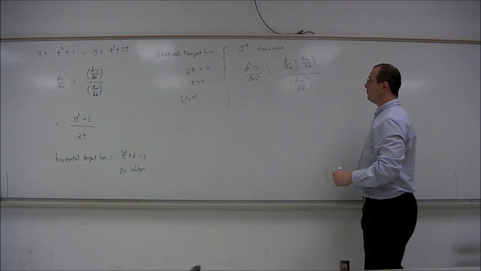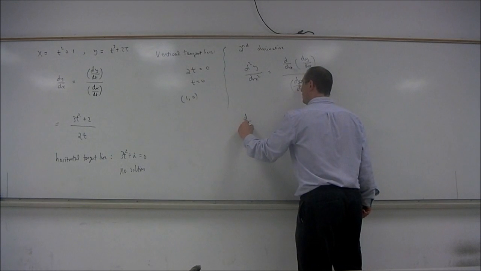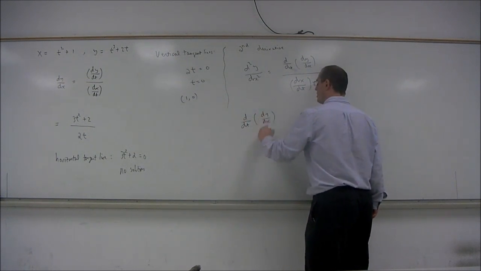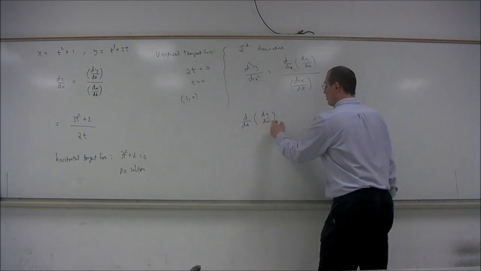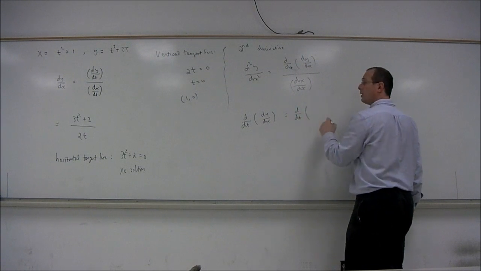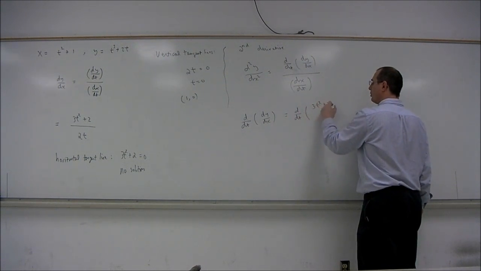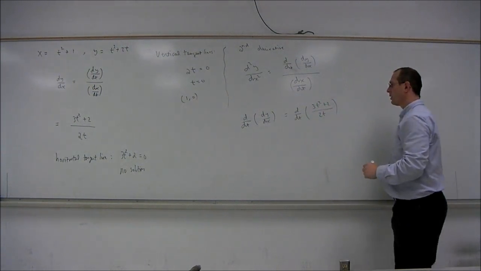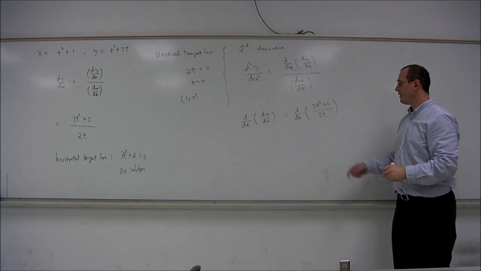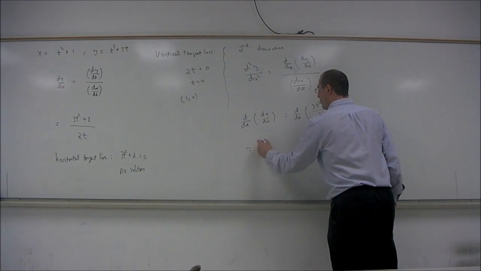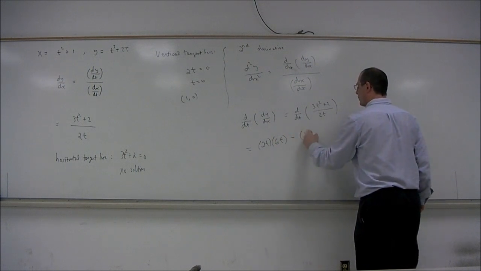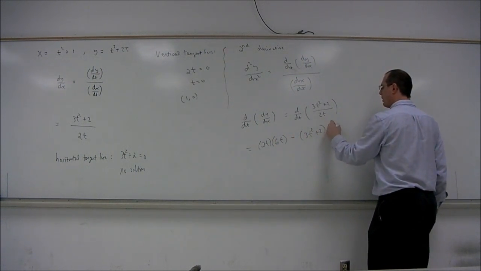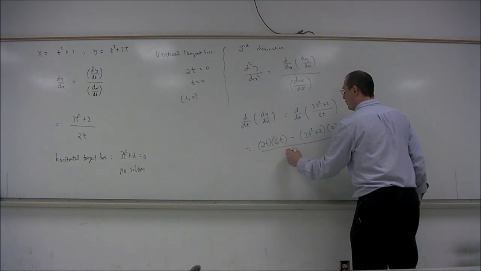So let's compute this. In the numerator, we need d/dt of dy/dx. Notice that dy/dx, which was just computed here, is a function of t. So this is equal to d/dt of (3t squared plus 2) over 2t. So we can use the quotient rule here to figure out the derivative of this. It would be the bottom times the derivative of the top minus the top times the derivative of the bottom, divided by the bottom squared. And we'll simplify that.